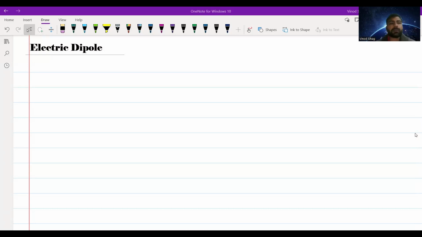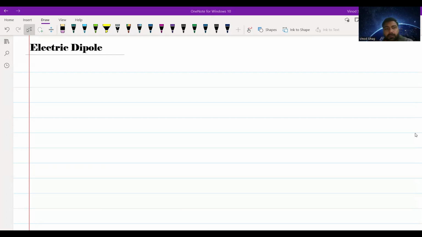So in today's lecture, we are going to study about electric dipole. So as we all know, an electric dipole is, we can say, if there are two charges, q and minus q, or when two opposite charges are separated by some distance, let us say 2a, or we can say something like 2l, then they are called an electric dipole.